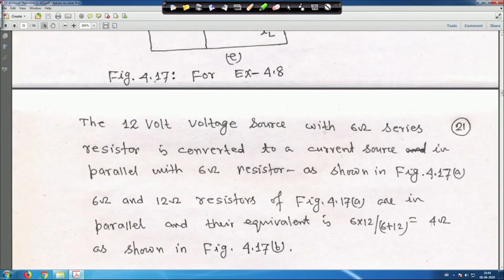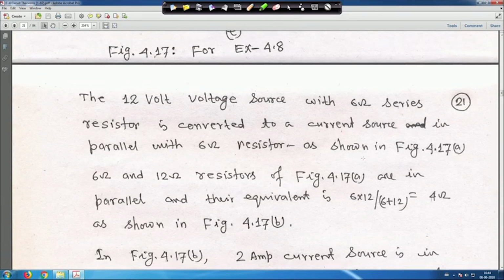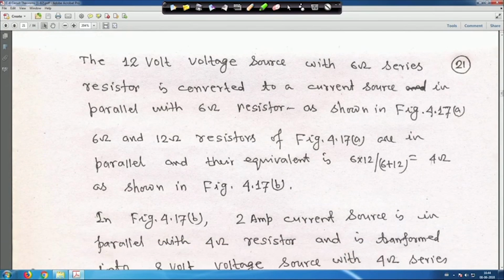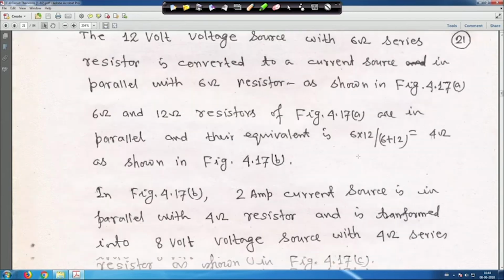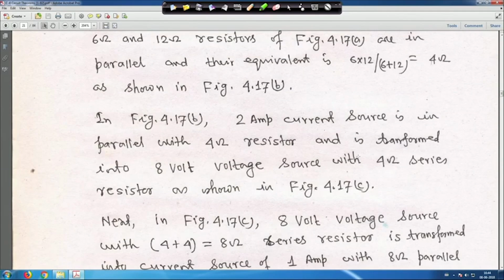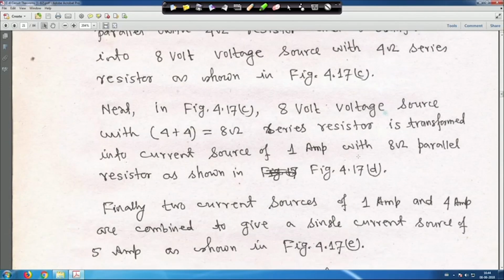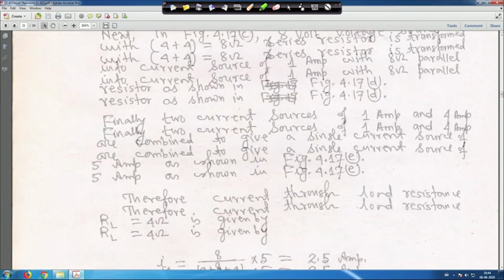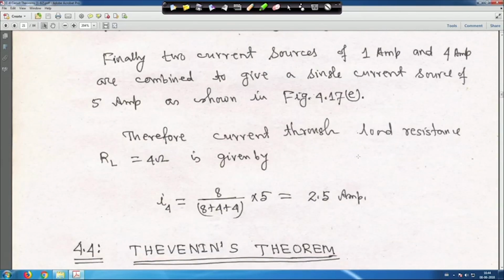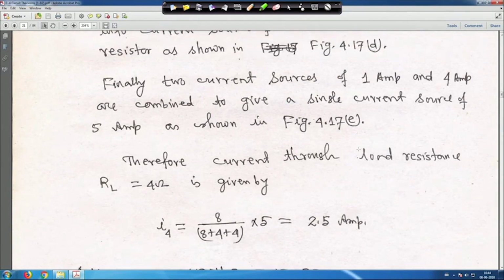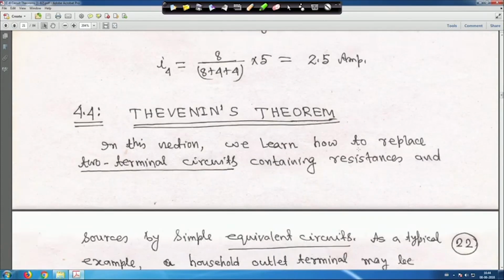So all these things are explained here. I told you everything, the whole write-up is there. So when you go through this video lecture, if you have any difficulty, you can go through my write-up, where I explain how to solve it. All these things are explained. Finally, 2.5 ampere.